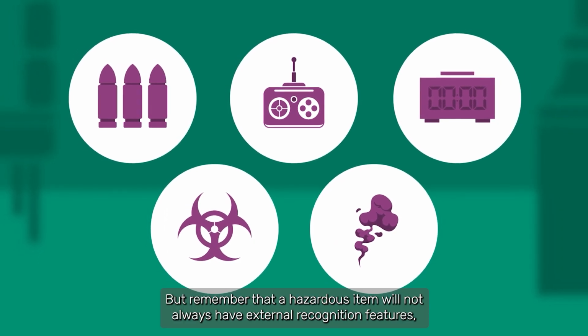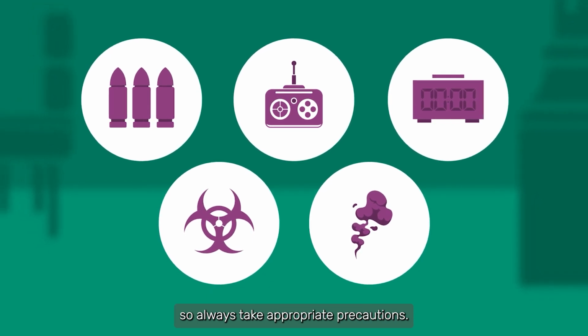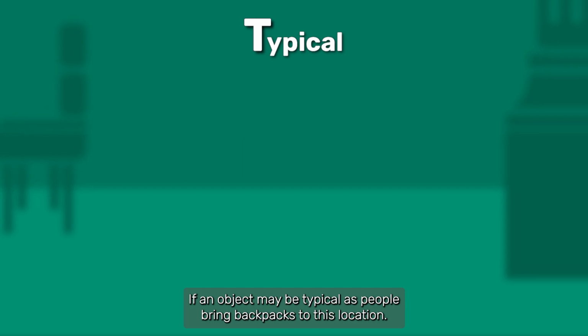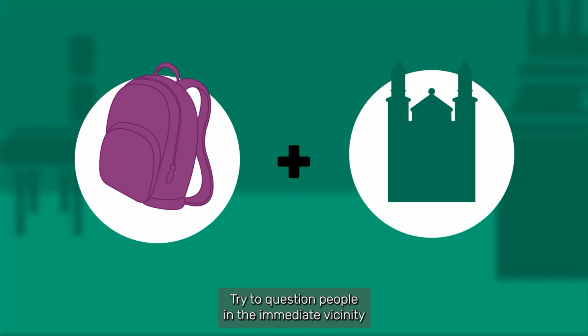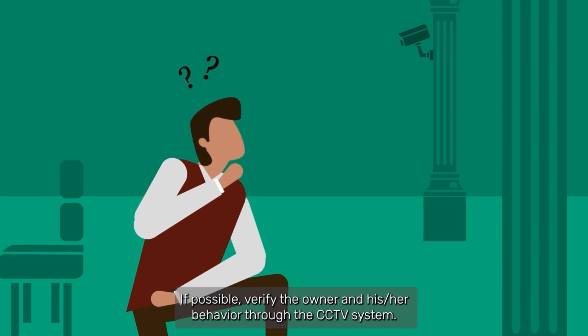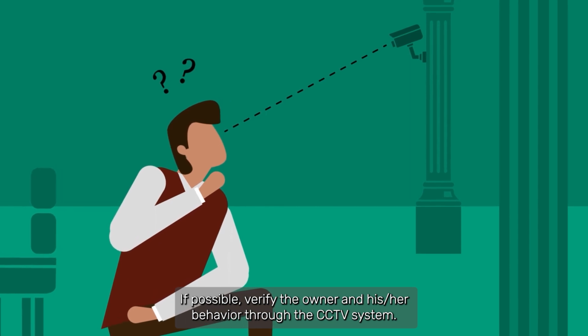But remember that a hazardous item will not always have external recognition features, so always take appropriate precautions. Typical: an object may be typical, as people bring backpacks to this location. If the object shows no signs of being a dangerous object, try to question people in the immediate vicinity if they own the object or know its origin. If possible, verify the owner and his behavior through the CCTV system.